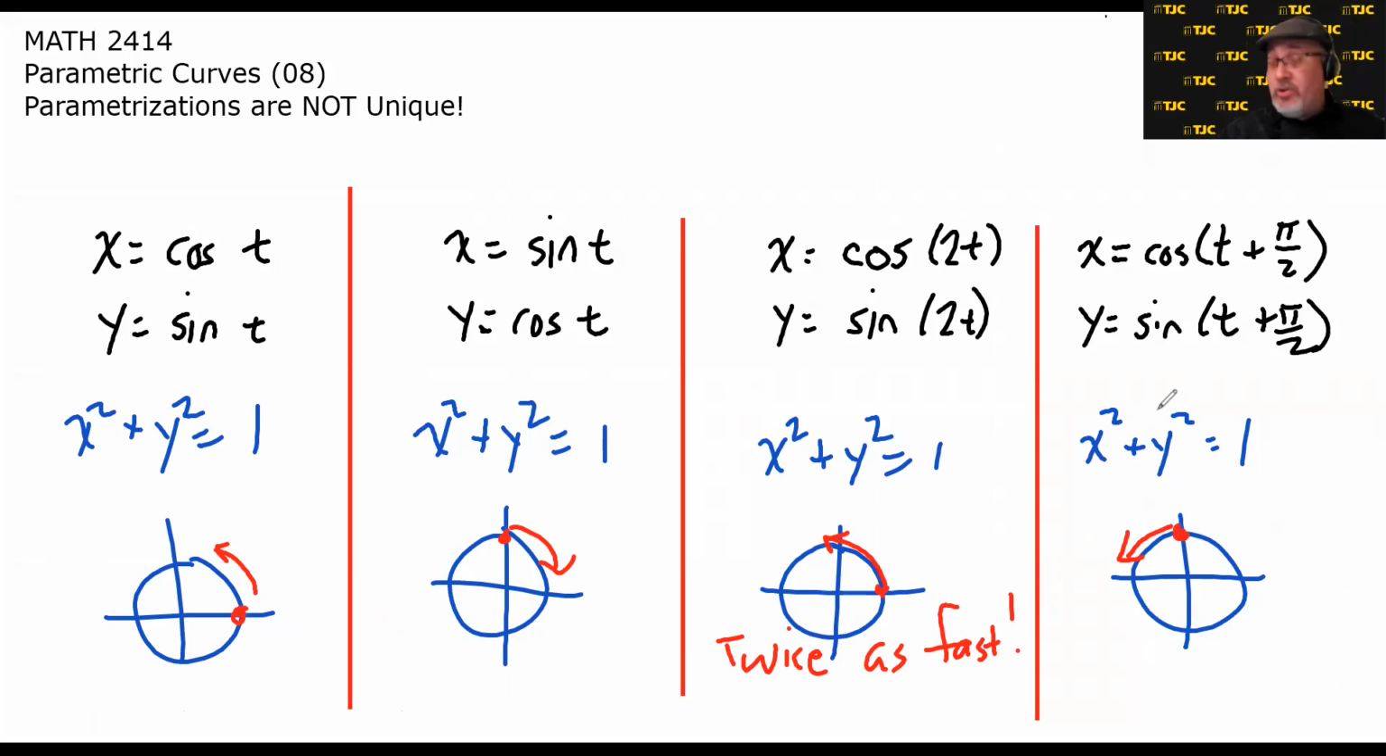And it's not just for the unit circle. Every rectangular equation has an infinite number of ways to parameterize it. So how do you go from rectangular to parametric? Well, I think that's something we need to look at next.